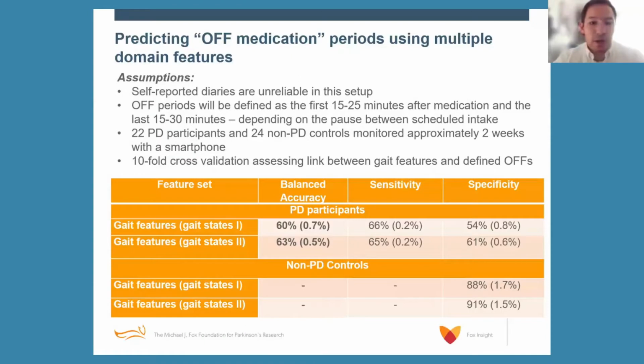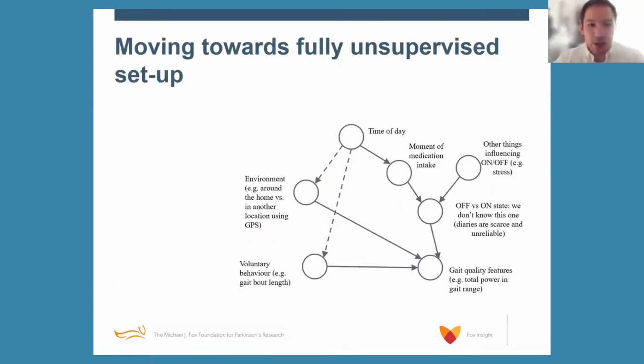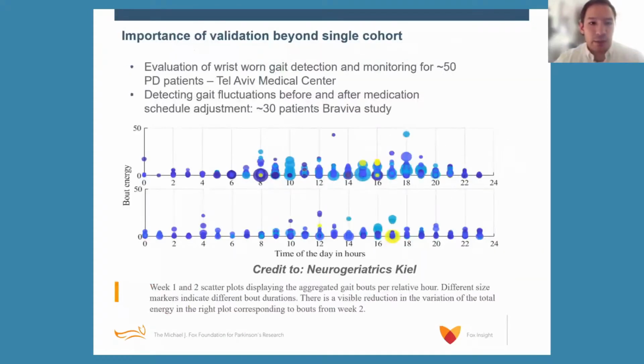Now, we also did validation. It's always good practice to evaluate on additional studies, additional data, which has nothing to do with the data you trained on. So we've done evaluation on wrist-worn gait detection with Tel Aviv Medical Center, which is completely different data. It's a different device as well. It's an Apple Watch. We actually managed to get higher accuracy than from our own algorithms, which was nice.